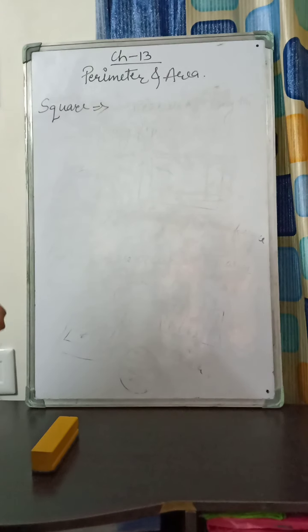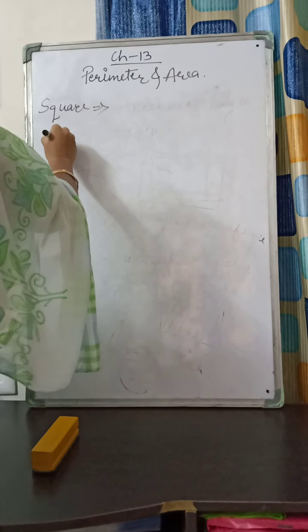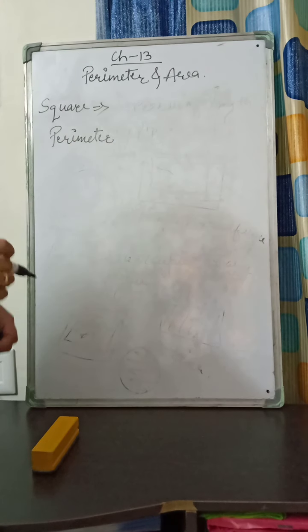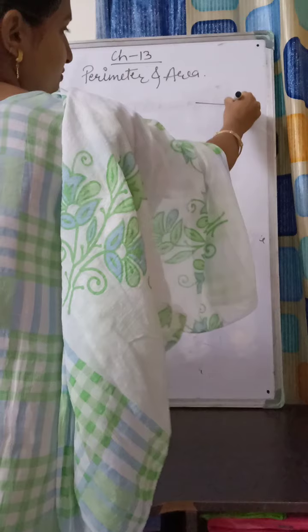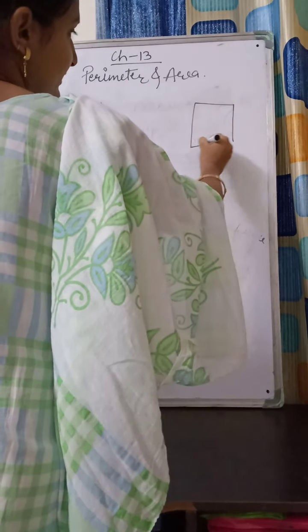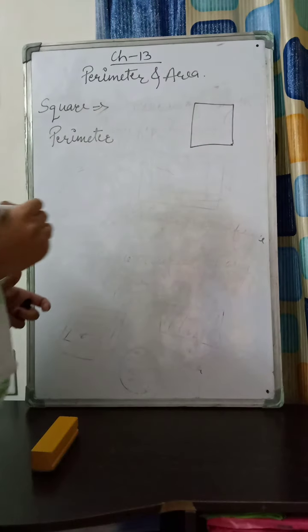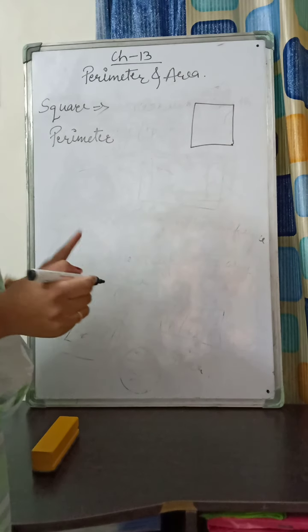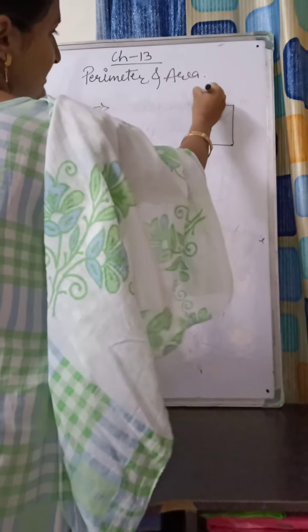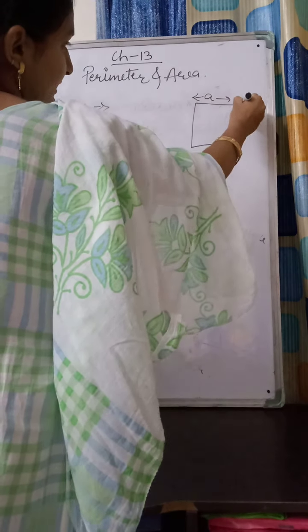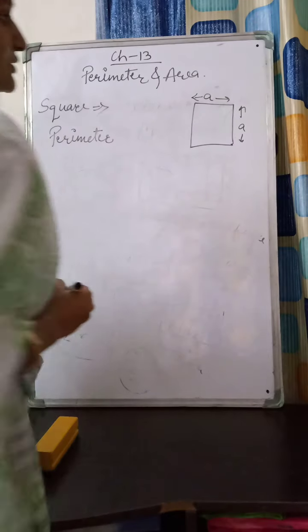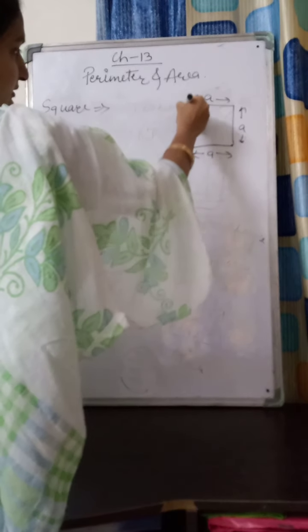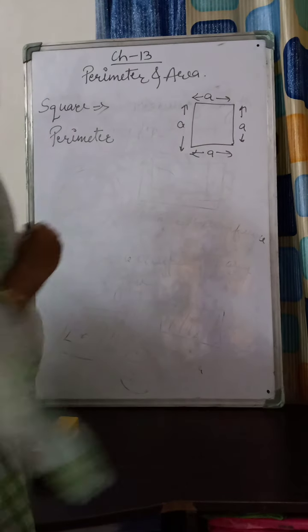What will be the perimeter of a square? So first is perimeter. And before it, students, we know what is a square? A square is a four-sided polygon which has the same length and breadth, or we can say that every side of a square is the same. So here is side A and this one is also A, and all four sides have length A.